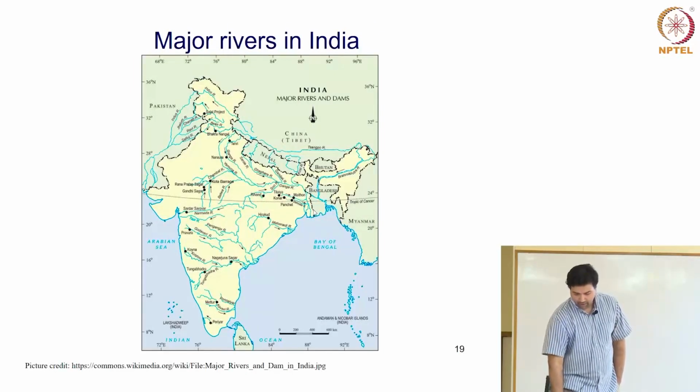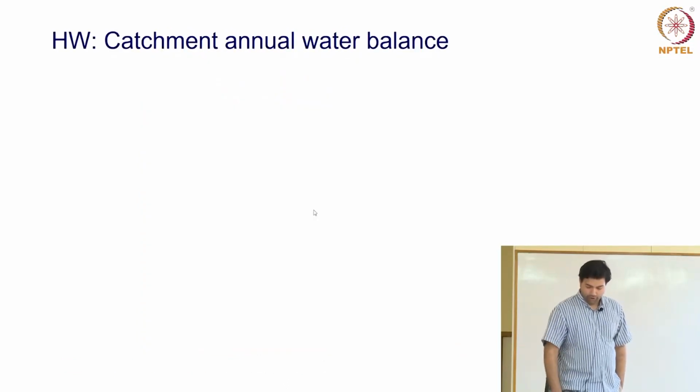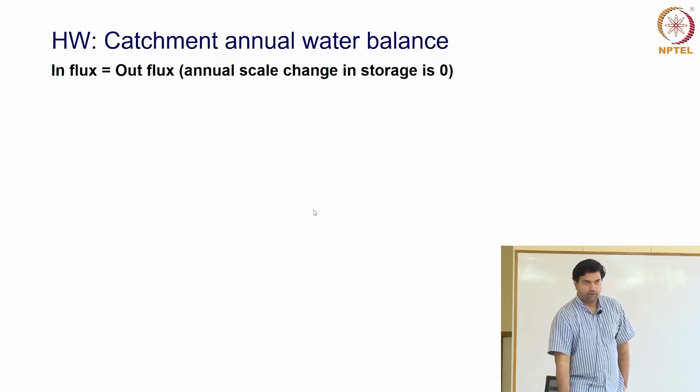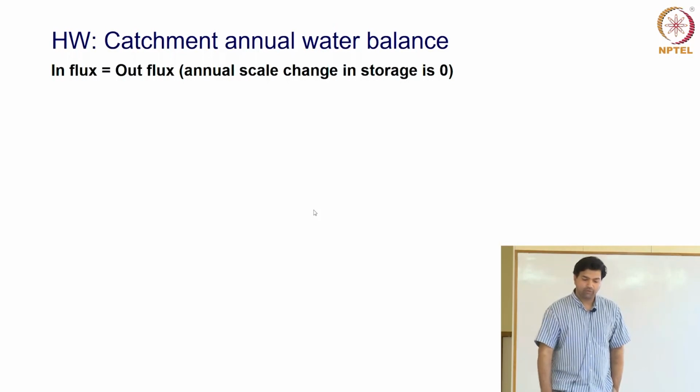So here is another picture that talks about major rivers in India. So, I am going to leave at this. Now, catchment annual water balance. Okay. So, basic is your influx equal to outflux.